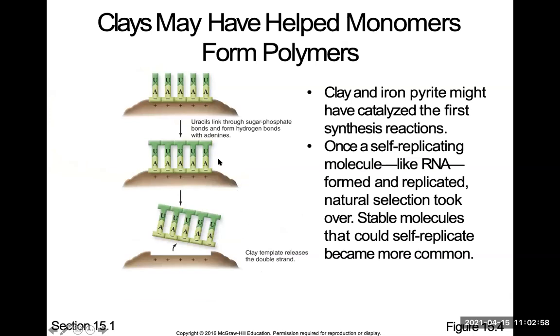And then once that started happening, it became a self-replicating molecule like RNA, and that's why we said RNA came around first, because it's simpler. And then over time, adaptations happened, natural selection happened, and it turned into DNA, which is more stable. So we have RNA and DNA both, but most of the cells have DNA because it's more stable. Stable molecules that could self-replicate became more common, like DNA. So that's how the genetics might have happened with the use of clay.